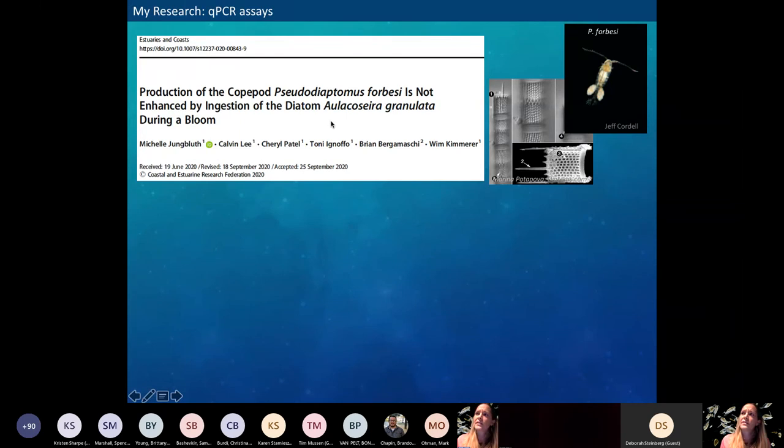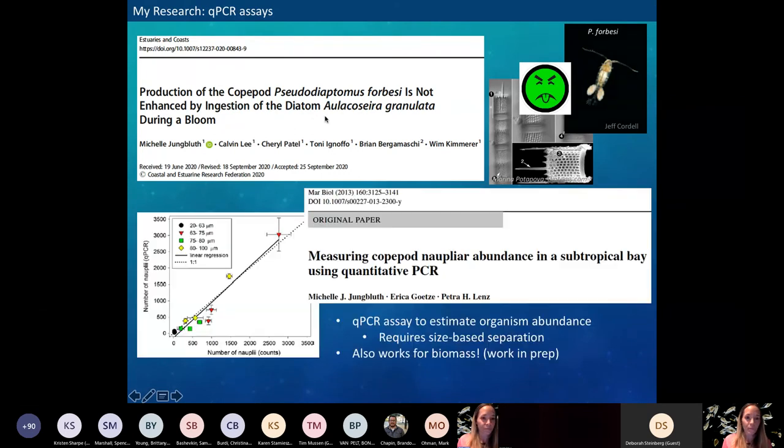And we found relatively low abundance of the diatom in the guts of this copepod and sort of concluded that they're not directly supported by the diatom. We observed occasionally high egg production rates in response to the bloom, but they weren't feeding on the diatom itself. So that was a sort of interesting result.